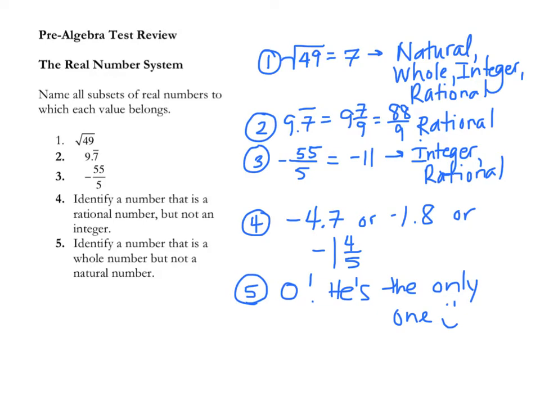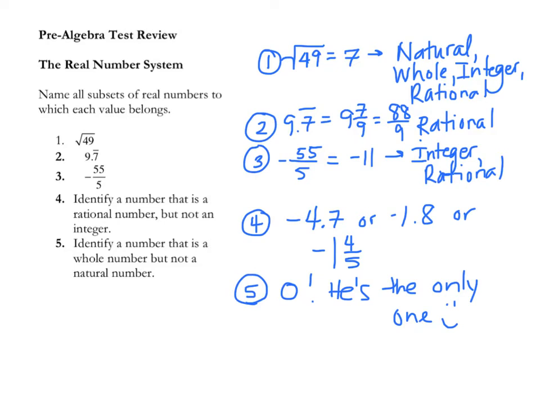The square root of 49 is actually equal to 7. And remember, we're not looking at the 49. We're not looking at the square root sign by themselves. We're looking at the value in front of us. And that value is the number 7. 7 is a counting number. So we start from the bottom of the tree and work our way up, or the center of the Venn diagram and work our way out. It's a natural number, which means it's also a whole number, an integer, and a rational number.